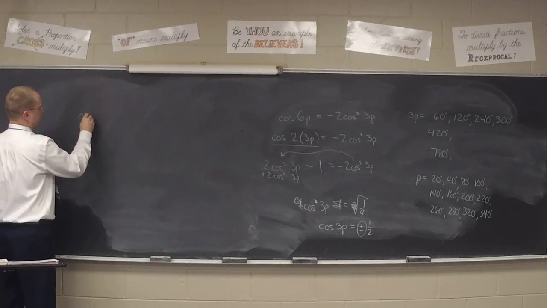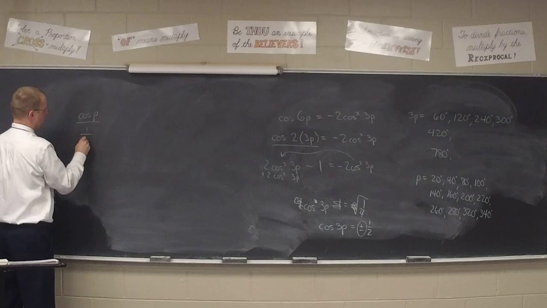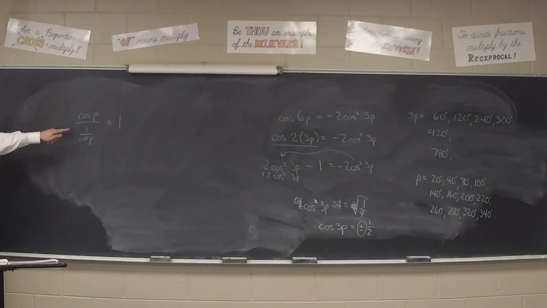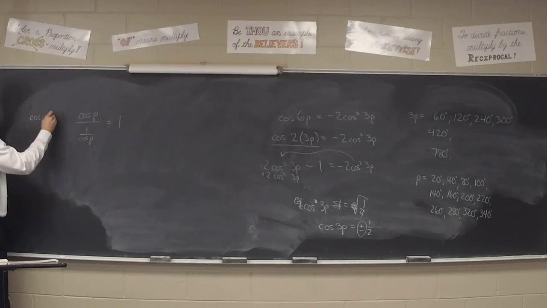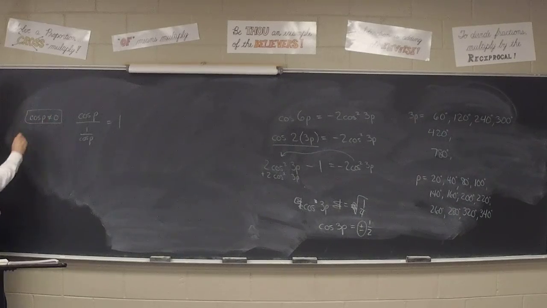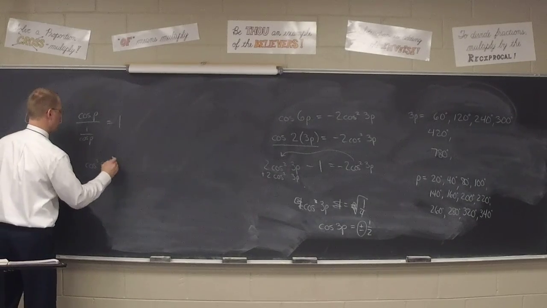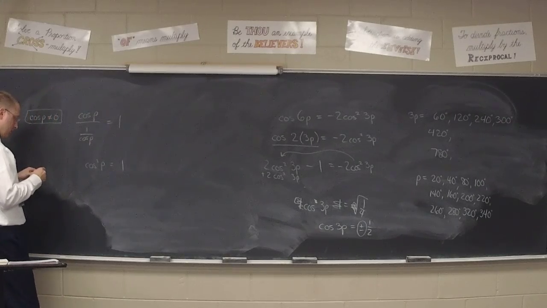Good. Let's start by rewriting the secant as 1 over cosine. By the way, that denominator of cosine needs to be set unequal to 0, so we've got to make sure that cosine can't equal 0. Then you flip it and you get cosine squared rho equals 1. And then you take the square root of 1, which just gives you 1.